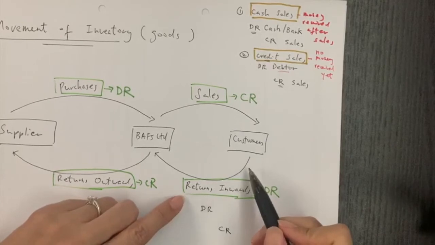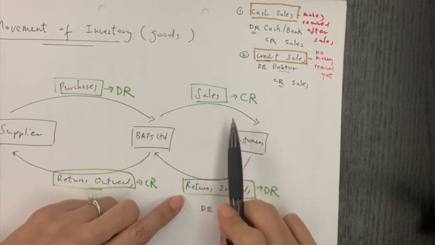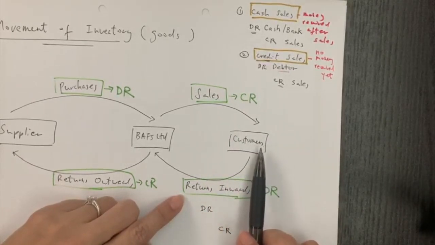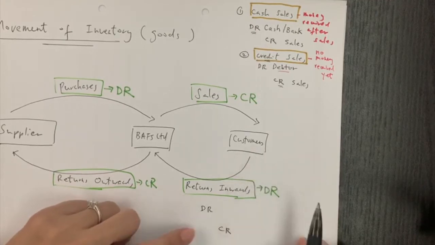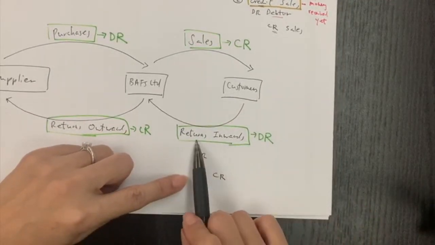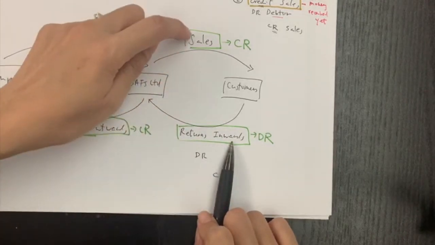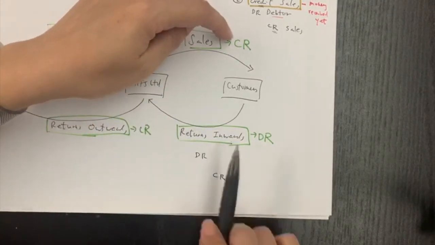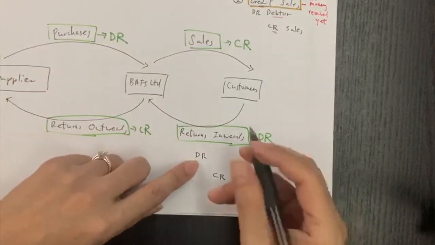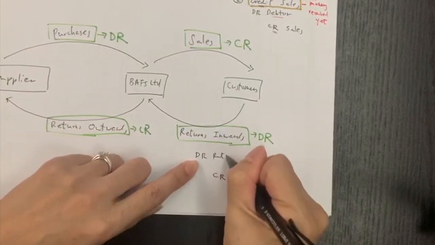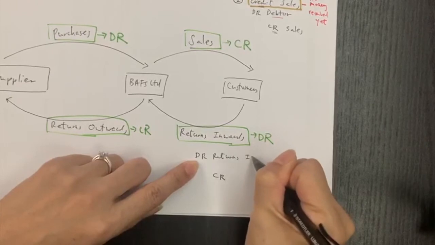Okay, next, what happens after selling goods to customers? What if they are not happy about the things purchased? Then we allow returns inwards. Since returns inwards is opposite to sales, and sales is a credit item, returns inwards must be a debit item. So here I debit returns inwards.